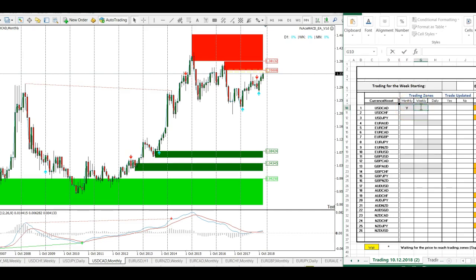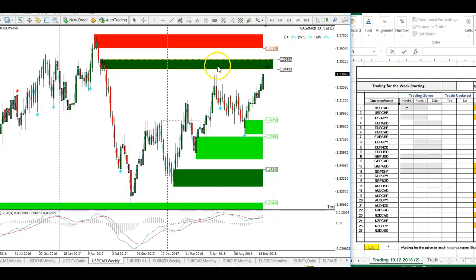Then the next question we ask ourselves is, is there a weekly zone inside that monthly? There's a weekly zone here and a weekly zone here, so it is, it's added, yes. Just put in a capital Y. So there's two yeses there, a weekly inside a monthly, so I can then move on to the next part of the process, which is basically loading my MacBot system for a signal.